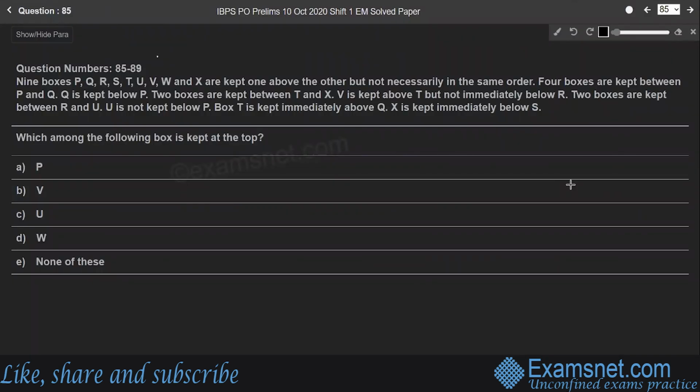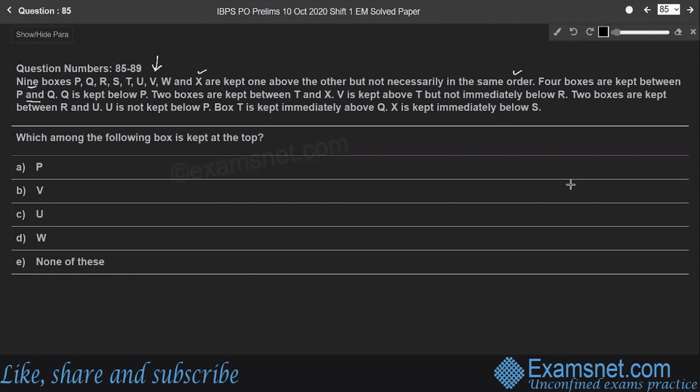Students, questions from 85 to 89 are based on the below information. 9 boxes P, Q, R, S, T, U, V, W and X are kept one above the other but not necessarily in the same order. 4 boxes are kept between P and Q. Q is kept below P.